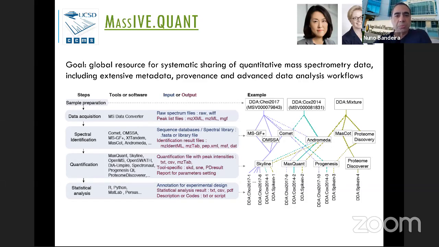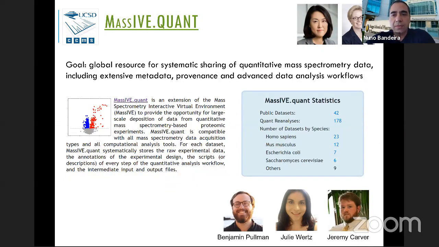So MassIVE-Quant provides a new infrastructure for sharing this kind of information. And to get it started, we already populated it with over 40 different data sets and close to 180 different reanalyses that go all the way from the data, quant analysis, metadata, and MS Stats analysis, so that you can see the details of how the results are derived all the way from the start.